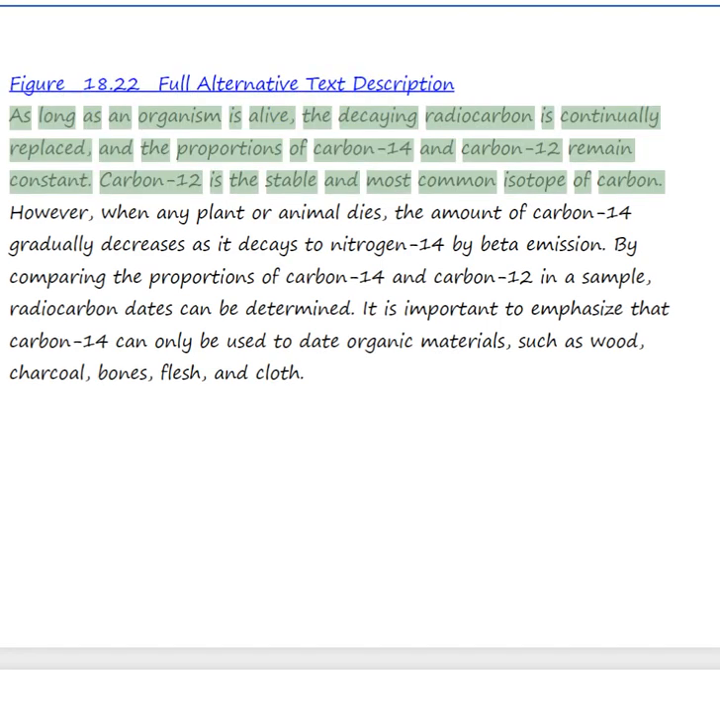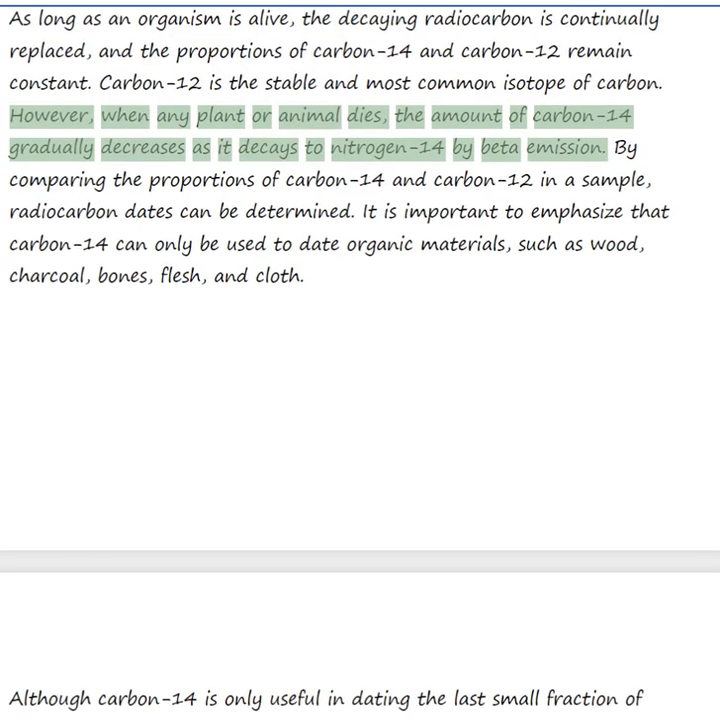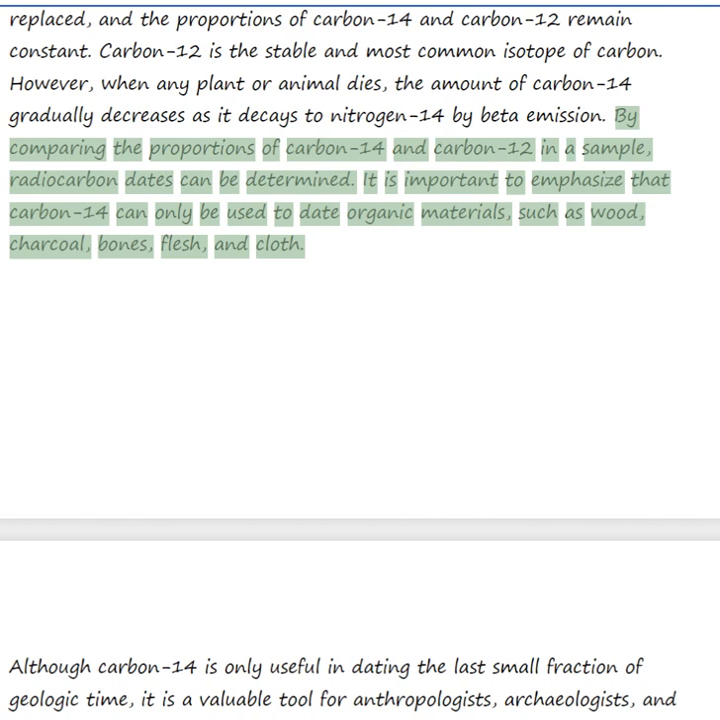As long as an organism is alive, the decaying radiocarbon is continually replaced, and the proportions of carbon-14 and carbon-12 remain constant. Carbon-12 is the stable and most common isotope of carbon. However, when any plant or animal dies, the amount of carbon-14 gradually decreases as it decays to nitrogen-14 by beta emission. By comparing the proportions of carbon-14 and carbon-12 in a sample, radiocarbon dates can be determined. It is important to emphasize that carbon-14 can only be used to date organic materials, such as wood, charcoal, bones, flesh, and cloth.